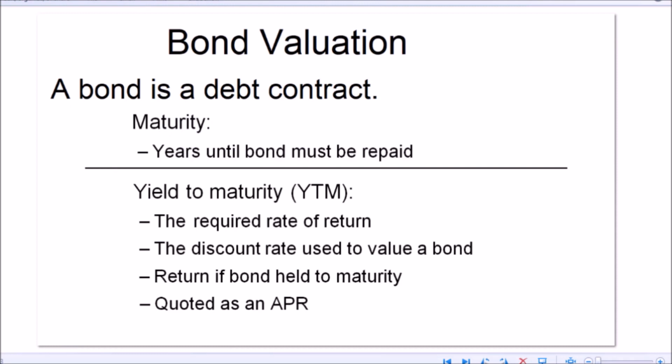And as there are many different kinds of rates, many different forms of interest rates, to avoid any confusion, any interest rates, including yield to maturity, are quoted on the APR basis, annual percentage rate.